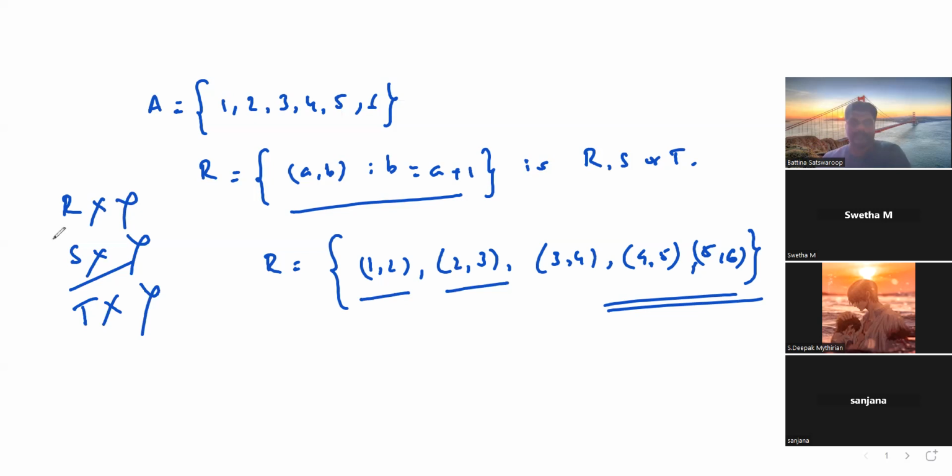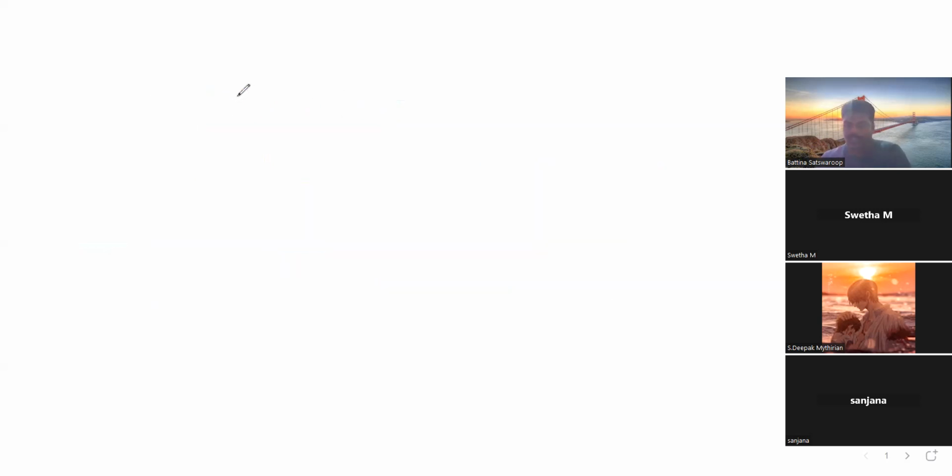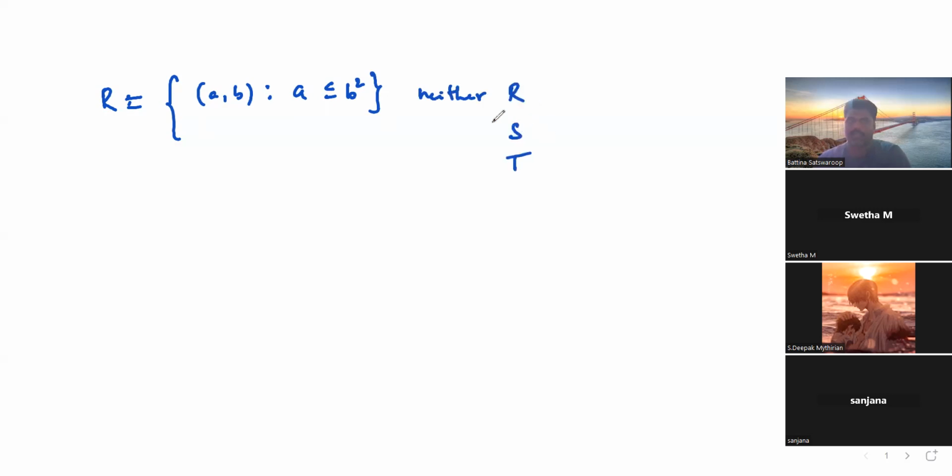Next question: show that the relation R in the set of real numbers, R equals {(A, B) such that A is less than or equal to B square}. You should show that it is neither reflexive, nor symmetric, nor transitive.